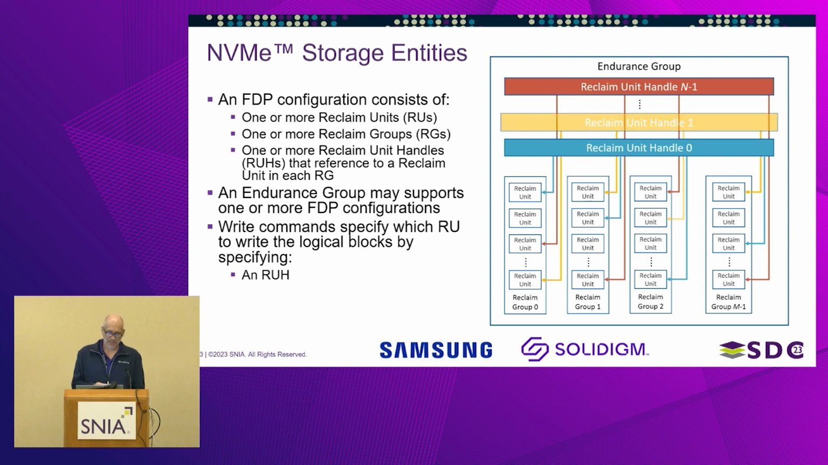So I already mentioned this, but this build further builds out exactly what's happening. So I pick a particular reclaim unit handle, and then when I do that write, using that particular reclaim unit handle to that particular reclaim group, that write goes to the highlighted reclaim unit in the diagram there. So essentially, the host now has the ability to steer writes to the granularity that's defined by the configuration.